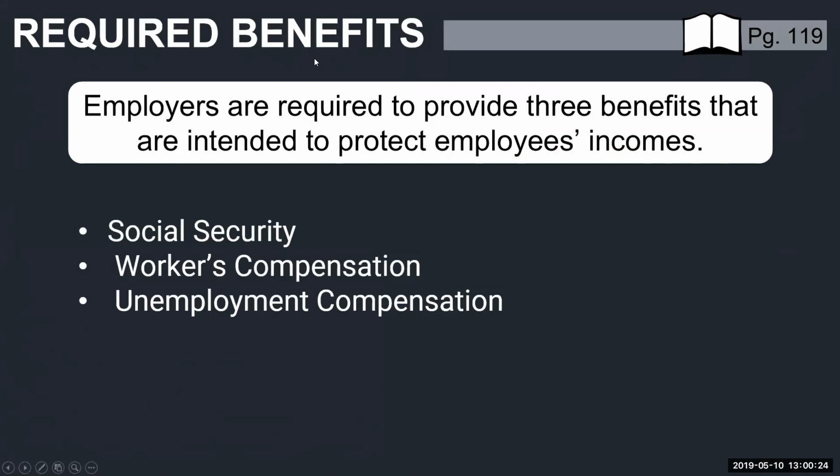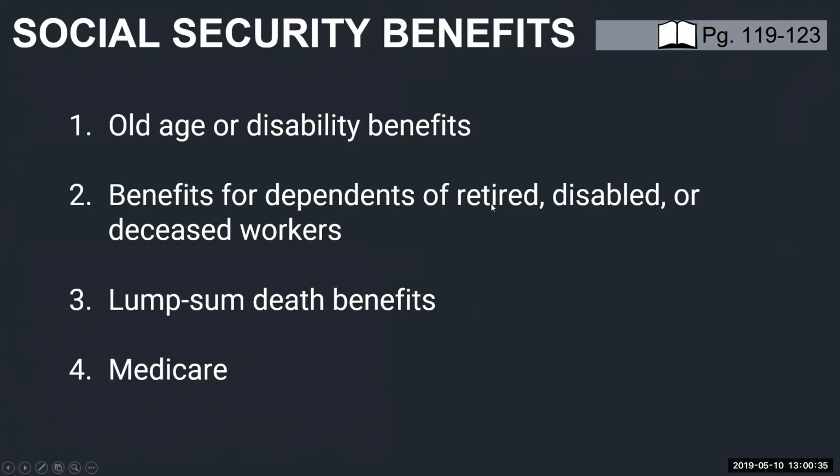So the mandatory benefits required by federal law include Social Security, workers' compensation, unemployment compensation. Great. Social Security benefits, as you see on page 119. First and foremost, we have old age or disability benefits. This is for workers who retire. I believe that the measure right now is 66 years of age. Correct me if I'm wrong, because I know every single year they're adding on another 75th of a month or something like that. So they're going to continue to extend this.